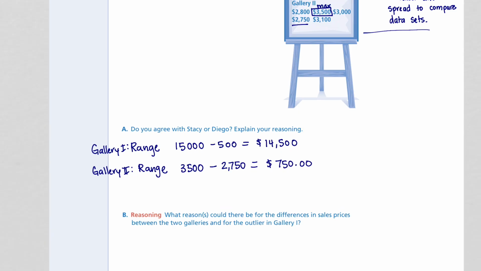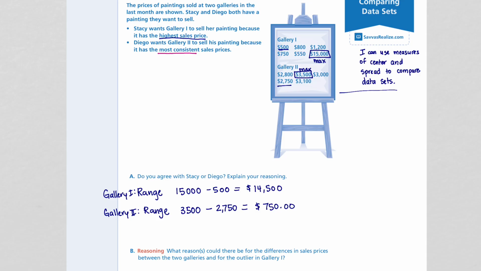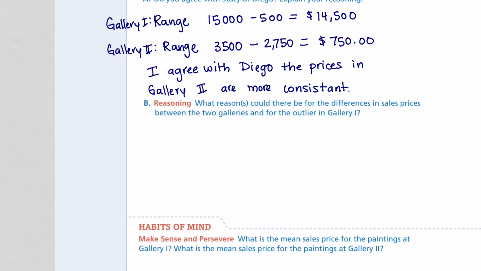So in this case, even though Gallery 1 sold a painting for a lot more money, I would agree with Diego, because in Gallery 2, at least I know what I would be getting for my painting, since the value is more consistent. While in Gallery 1, I would probably end up getting one of the lower end values, or maybe at max 1,200. This maximum value seems to be an outlier. So I agree with Diego. The prices in Gallery 2 are more consistent.